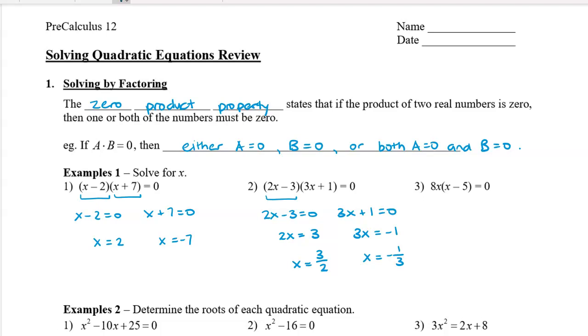Now in this last one, we see that still there are two x factors. The first factor here is 8x. So 8x = 0, divide both sides by 8, so x is equal to 0. And we have the second factor, x - 5 = 0, so x has to equal 5.